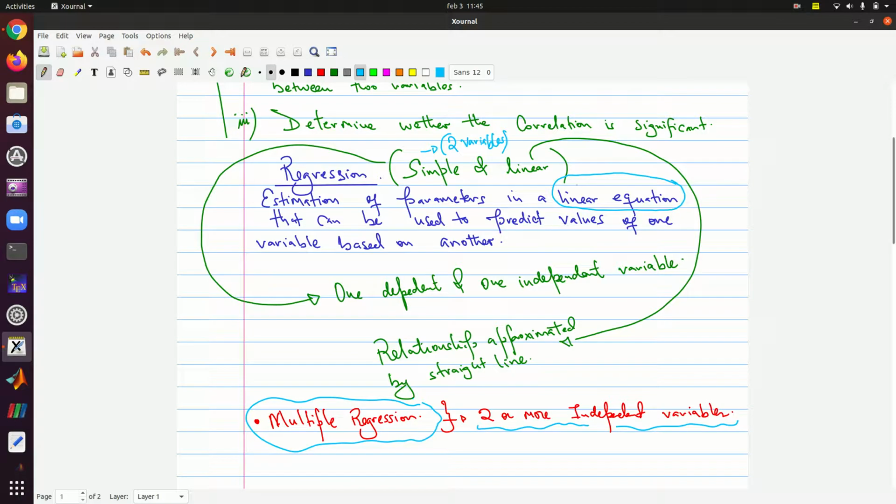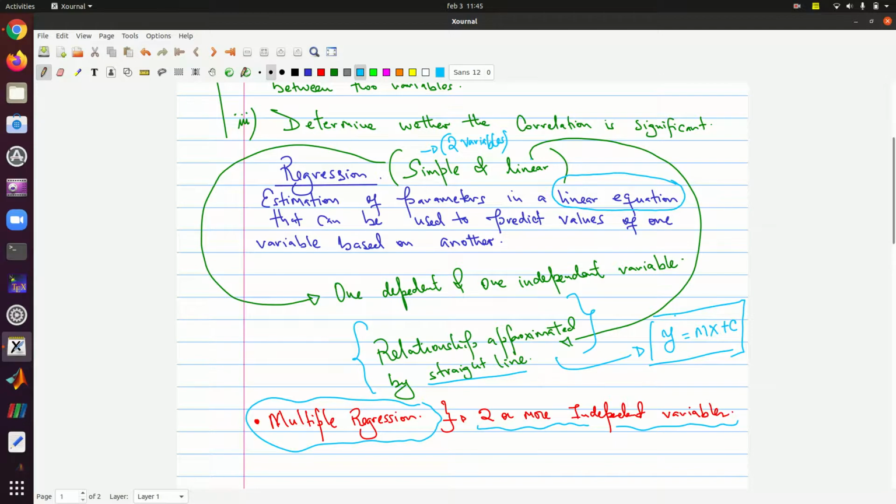And the linear in this case refers to a relationship which can be estimated by a straight line. I hope we all remember the equation of a straight line, which is given by y = mx + c. We are going to use something similar to this.